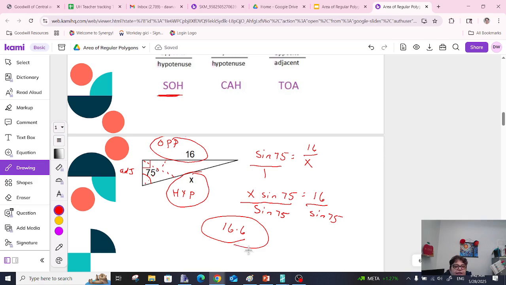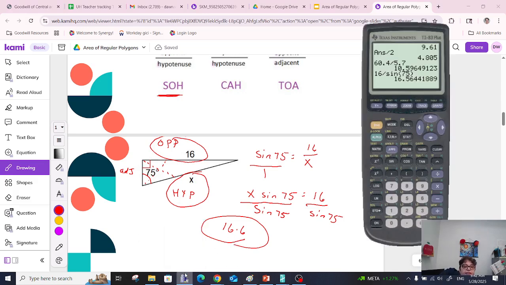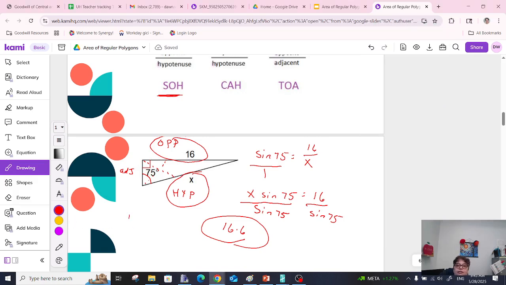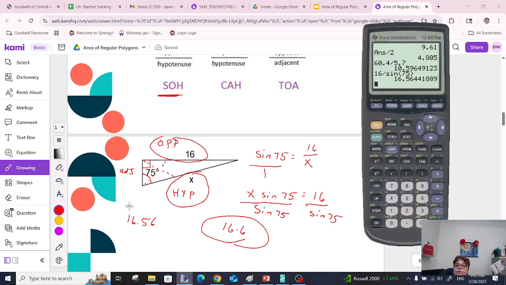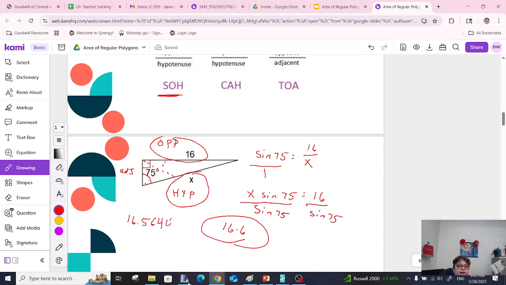16.6, right? And because of rounding errors, I may write this on my paper, but you really should go out further. I'm going to explain that again. You only round at the very end. So if I were to work this out, I probably wouldn't use 16.6 when I'm doing the math calculations with this, so that I don't get rounding errors. I would probably go 16.56, what was that, 4. I would probably go out like 4 decimal places, right?